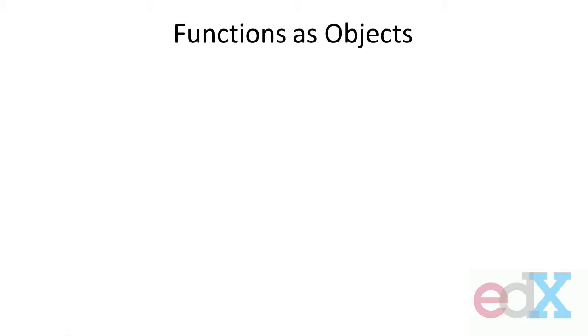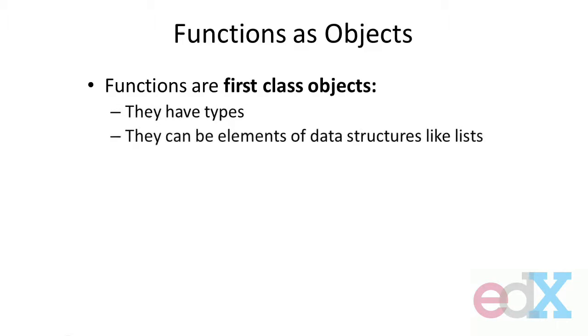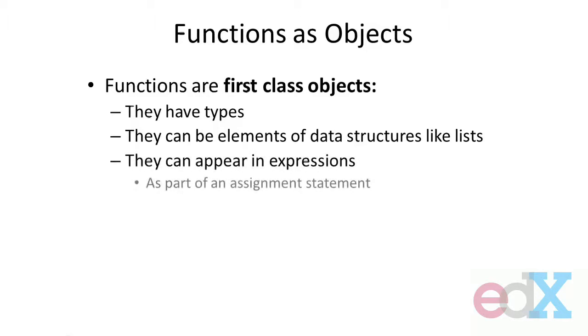First, I want to talk about the idea of a first-class object. And we'd say a data structure, a data type, is a first-class object if it has the following characteristics. It has a type. It can be an element in a data structure, like a list. It can appear in an expression, like an assignment statement. It can be on the right-hand side of the assignment statement. And it can be an argument to a function. Now, it's pretty clear that ints, floats, strings all have those properties. It's easy to believe that lists and tuples would also have those properties, but so do functions.